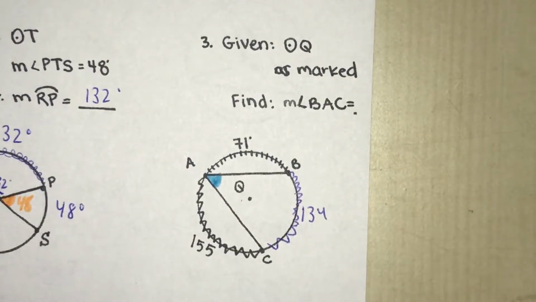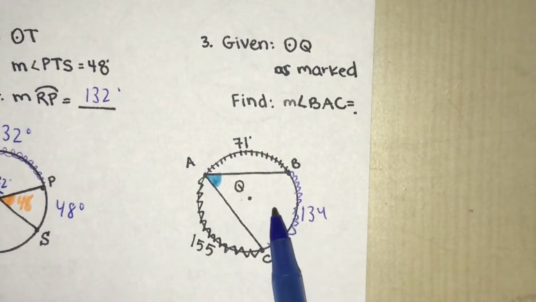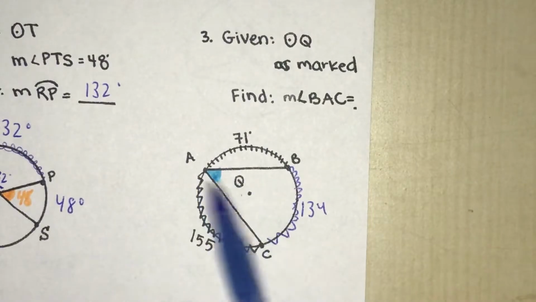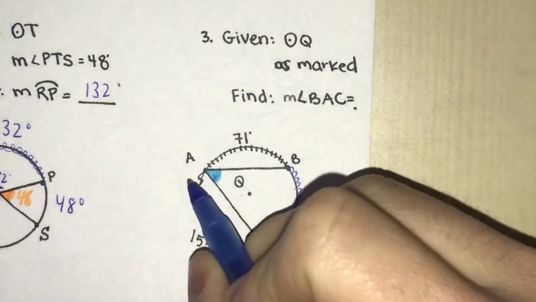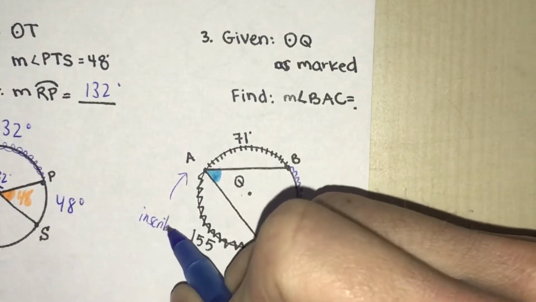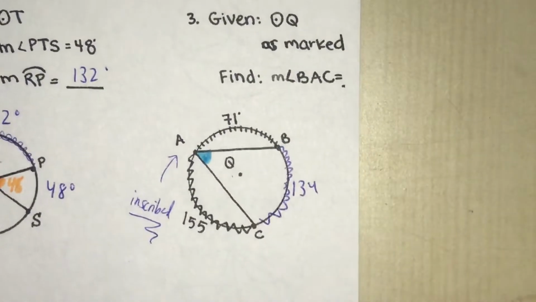Okay? And then, let's see if you guys can all answer this at the same time. What is the name of this angle BAC? Inscribed. Oh my God, you guys are incredible. I hate myself for talking to myself. Okay, that's an inscribed angle.